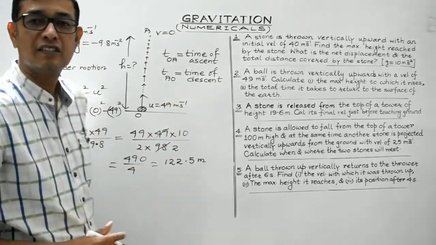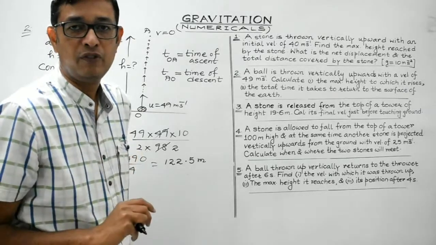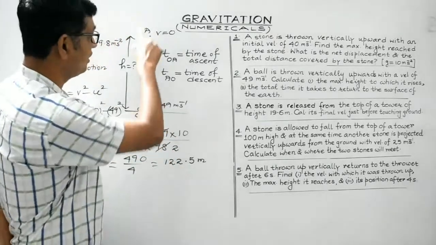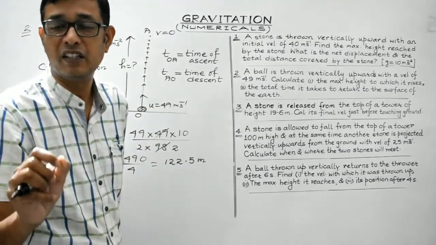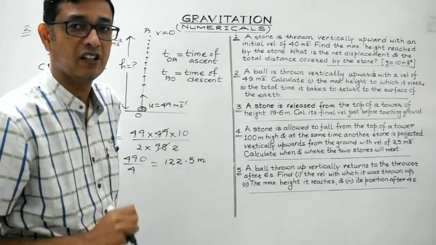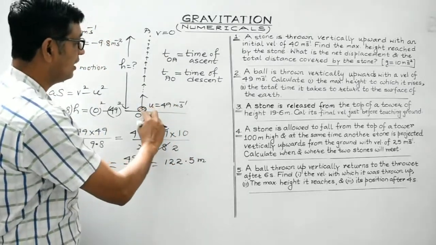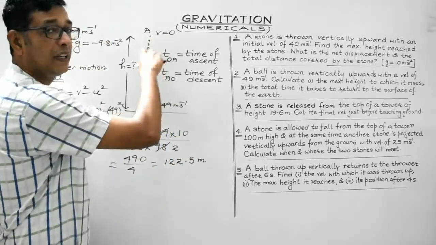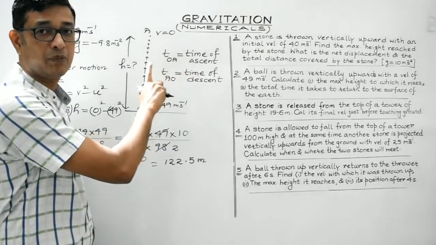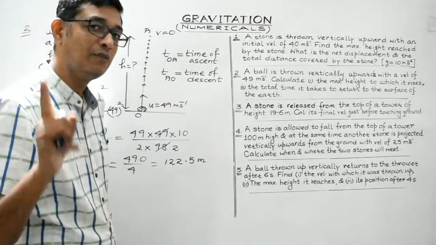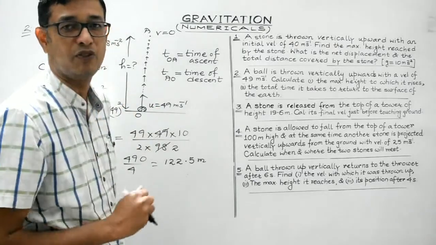And students, in the ideal scenario, when air resistance is considered to be negligible, when the body is only and only under the influence of force of gravitation, in that case, the time taken by the body to gain height from O to A would be exactly equal to the time taken by the body to reach the earth from point A. That is, the time of ascent is always equal to time of descent.